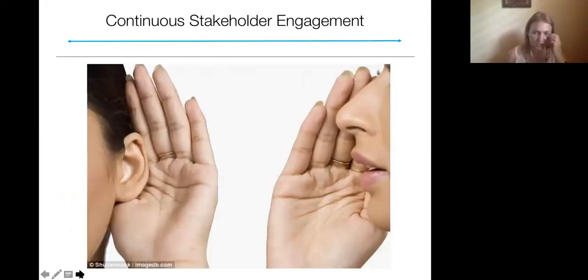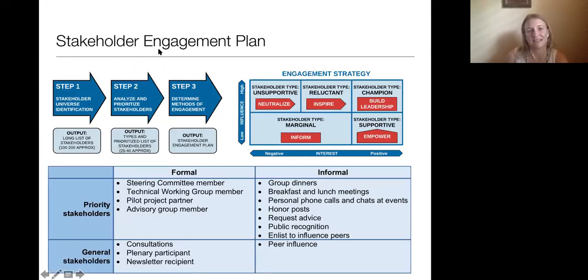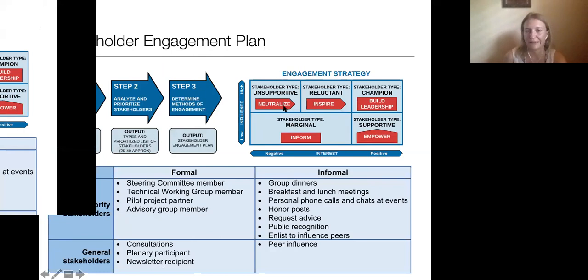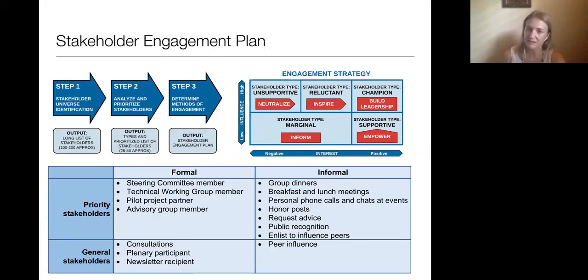Then I was going to talk to you a little bit more in depth about stakeholder engagement, but I don't think we have time. Basically, this is what the guidance helps you with. It helps you to identify them, prioritize them, and work out how you're going to engage them. This is what it looks like in terms of how you categorize your stakeholders, from super supportive to unsupportive. And then we have suggested ways to work with them inside the platforms, the formal ways and the informal ways. And the informal ways are just as important as the formal ways.